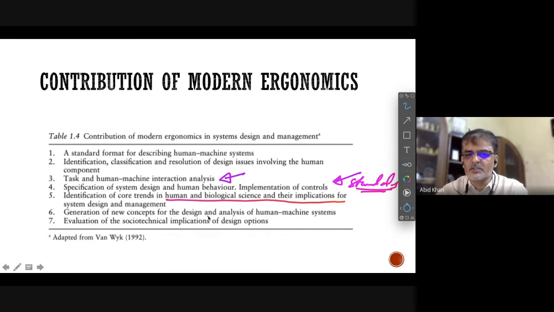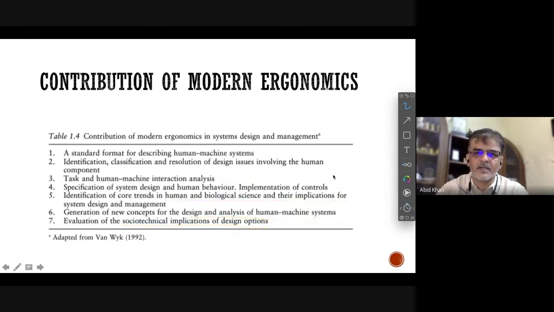Generation of new concepts of design and analysis of human-machine systems. Sometimes you have a systems approach, then you have optimization theories, then you have statistical principles. As the concept comes, you implement them to take advantage in the design. Evaluation of socio-technical implementation of the design option, where society and environment are all considered as part of the working system.